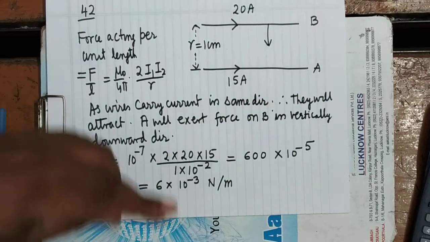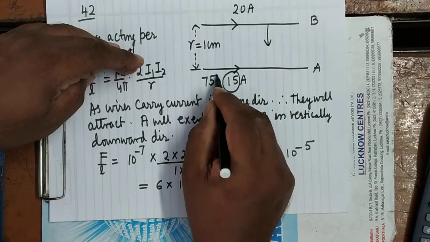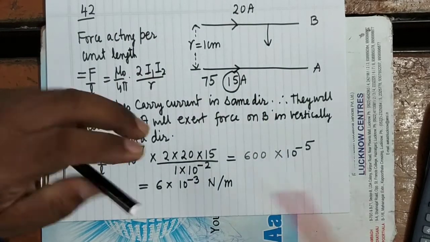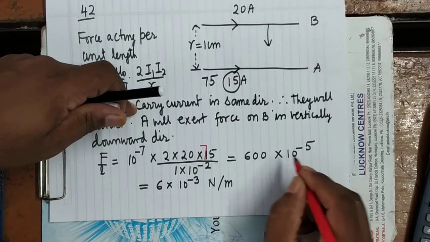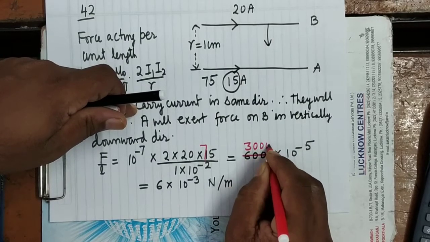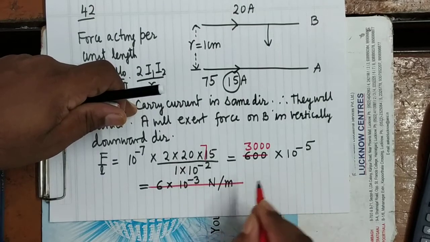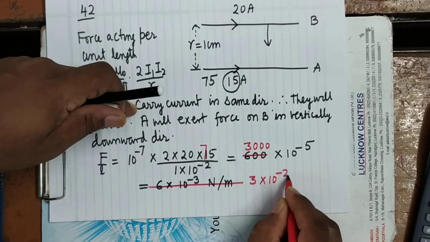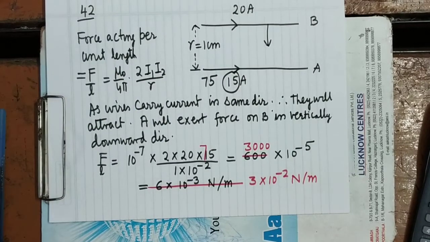Actually here, if you see, this is not 15. In the question it is given 75. So when you do 75, it will become 3000. So it will be equal to 3 into 10 to the power minus 2 Newton per meter. So the directions I have shown you.